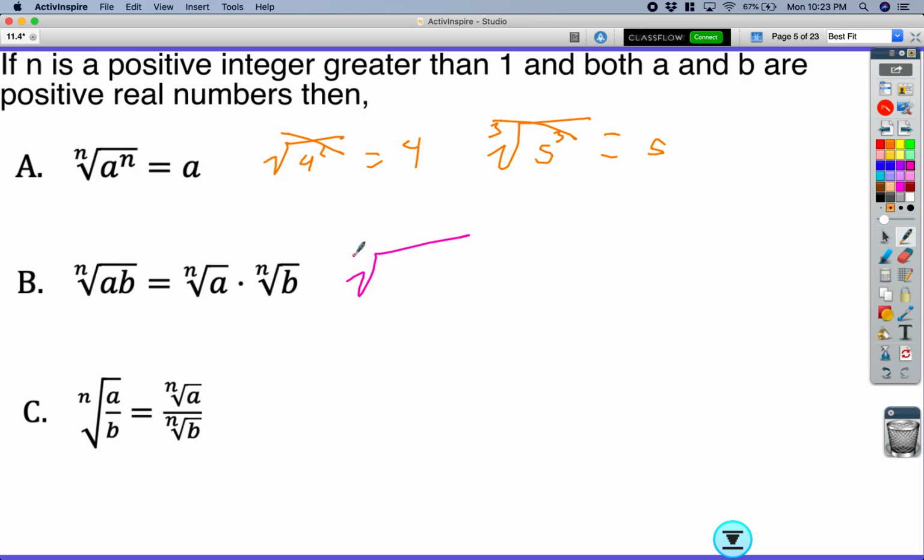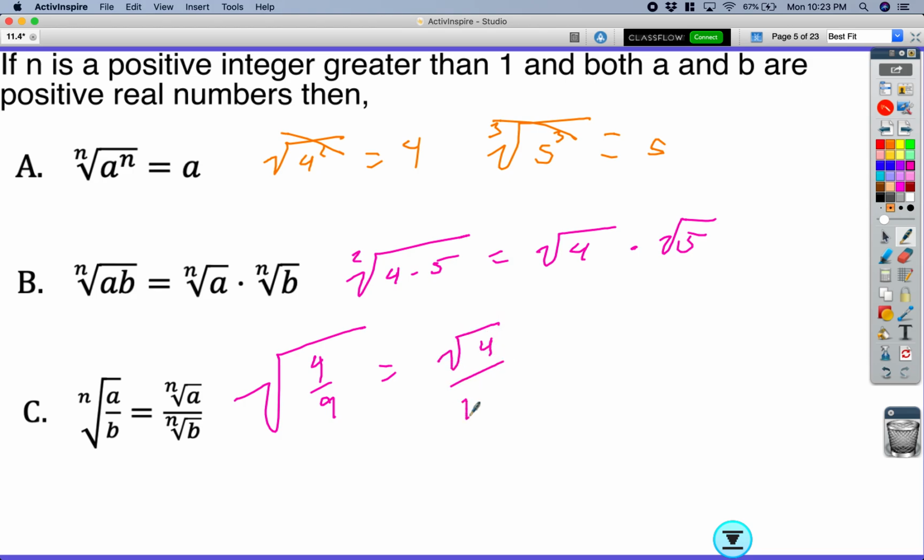So for instance, if you're taking the square root of 4 times 5, this is equivalent to the square root of 4 times the square root of 5. You can separate those with a multiplication. Similarly, if we have a fraction, taking the square root of the whole thing, such as 4 over 9, that's just equivalent to the square root of 4 over the square root of 9. And as we know, it's just 2 over 3.